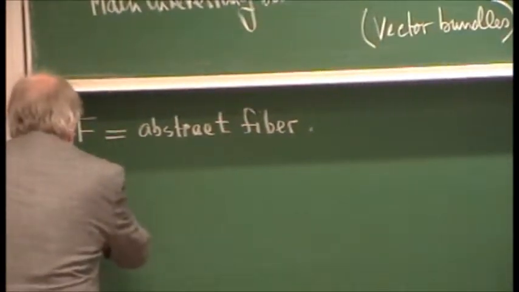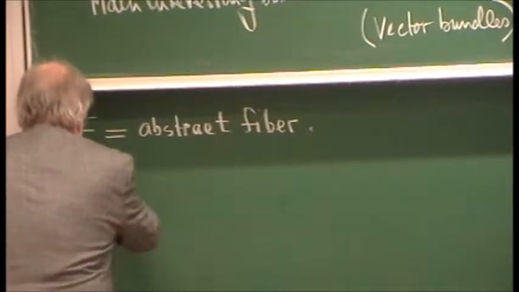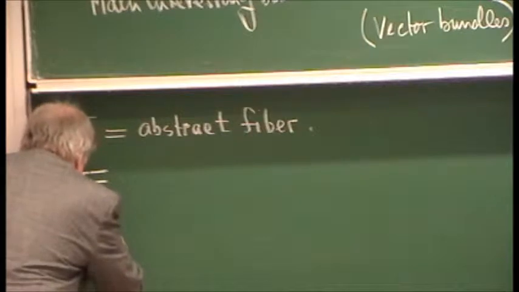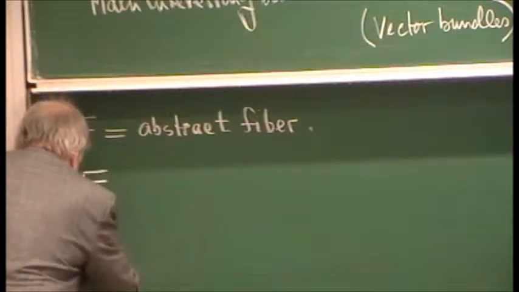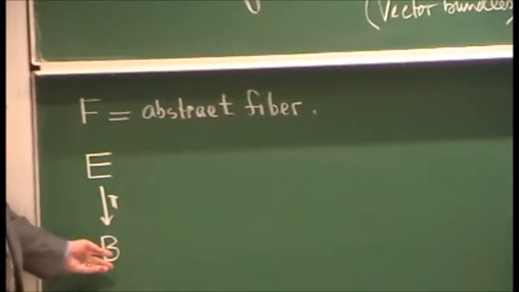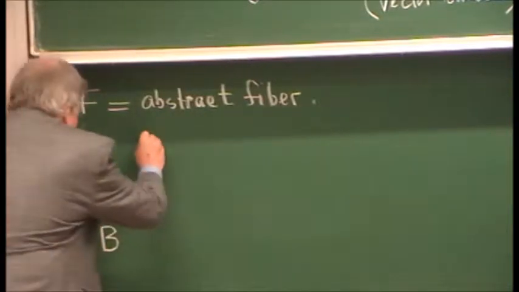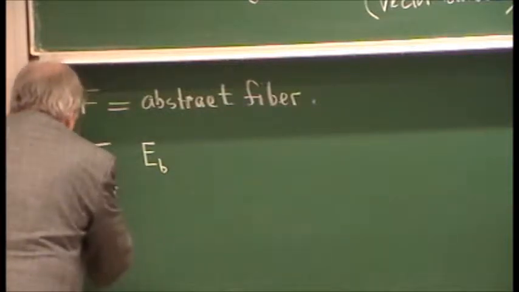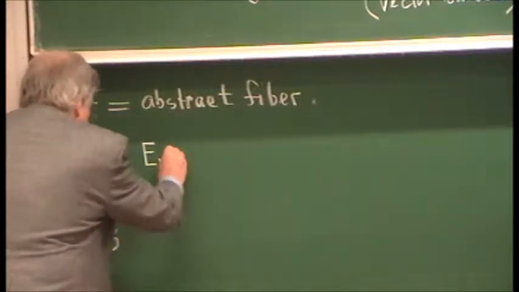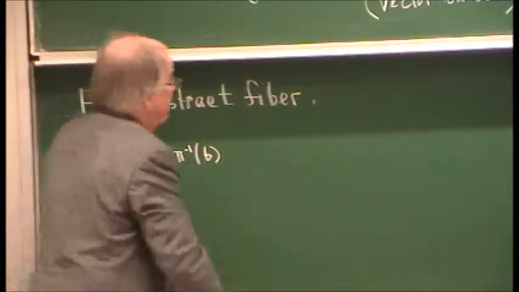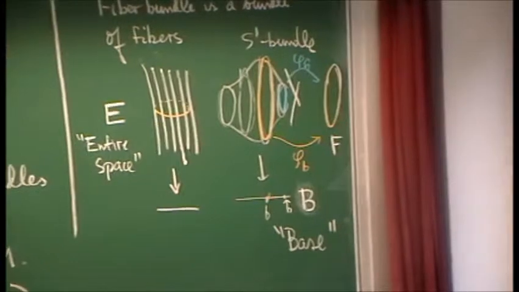So let's write the notation E. It's the entire space. Right now it's just a set. There's a mapping, surjective onto the base space. Right now it's formal. I'm going to write E sub B to remind you it's over the base point B on the base, is the pre-image of B. So for every B, we have this pre-image. Is it clear? We have each pre-image.